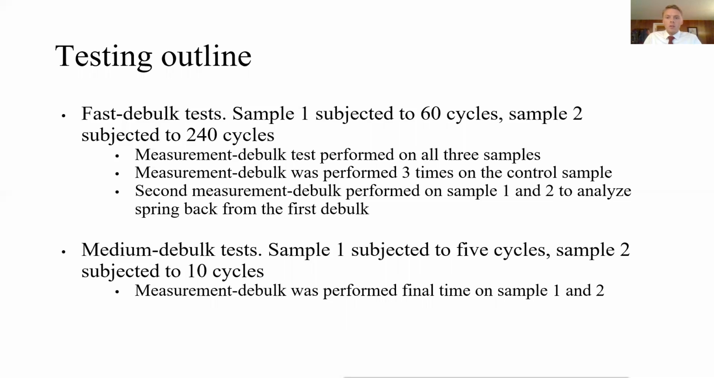Okay, so here I'm going to outline the use of these techniques on the samples. First, both sample 1 and sample 2 were subjected to the fast debulk test, with sample 1 going through 60 cycles and sample 2 going through 240 cycles. The measurement debulk test was then performed on all 3 samples, including the control sample, and the measurement debulk was actually performed on the control sample 3 times in succession that day.